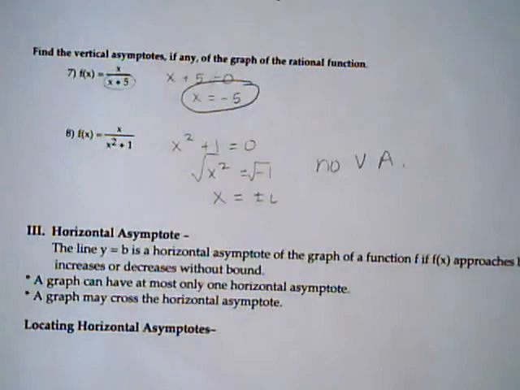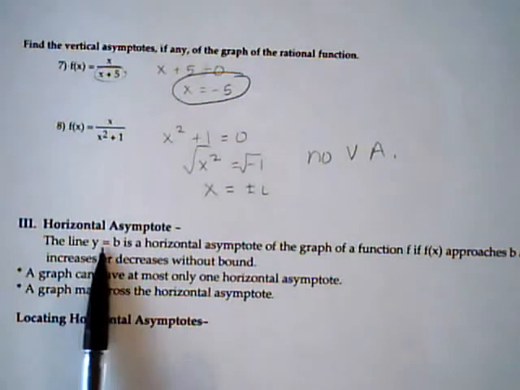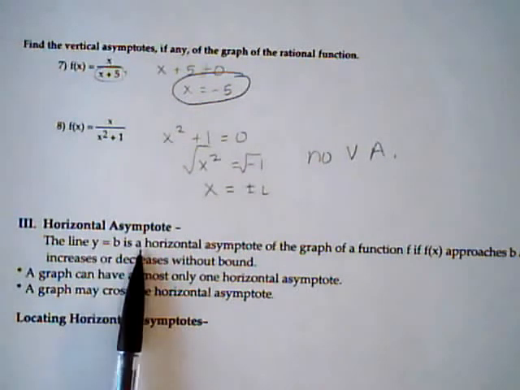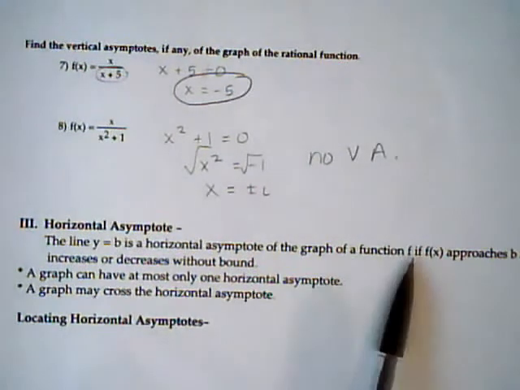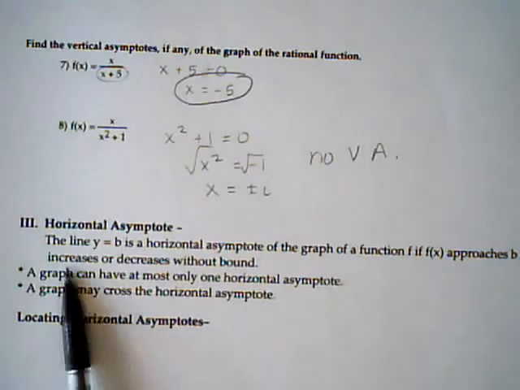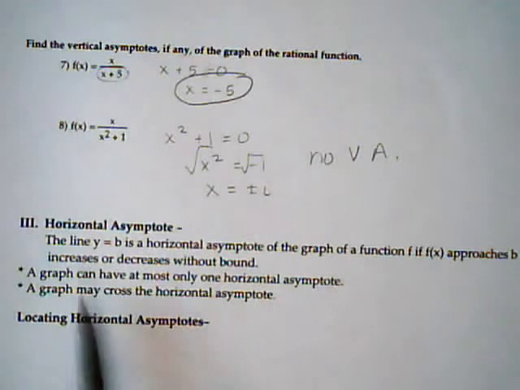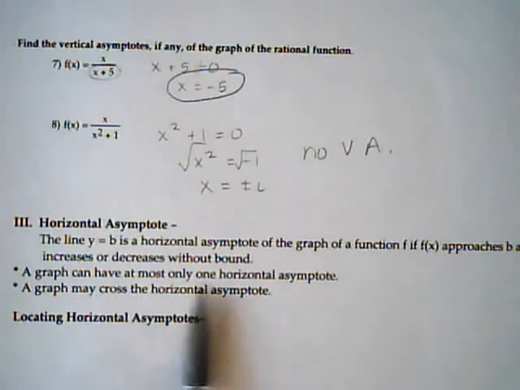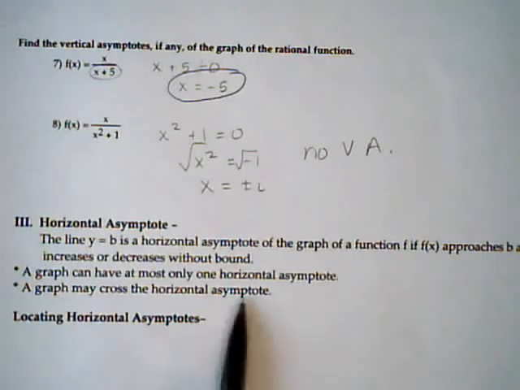The other type of asymptote you can have is one called a horizontal. Okay, so horizontal lines are always y equal to a constant. So we say it's the line y equals b is the horizontal asymptote of the graph of the function f if f of x approaches b as x increases or decreases without bound. Now, a horizontal asymptote is different from a vertical in that a graph can only have at most one horizontal asymptote, and a graph may cross the horizontal asymptote.